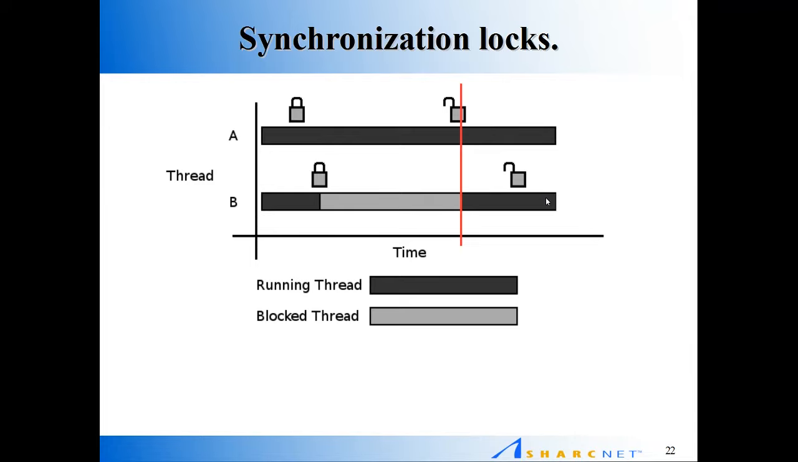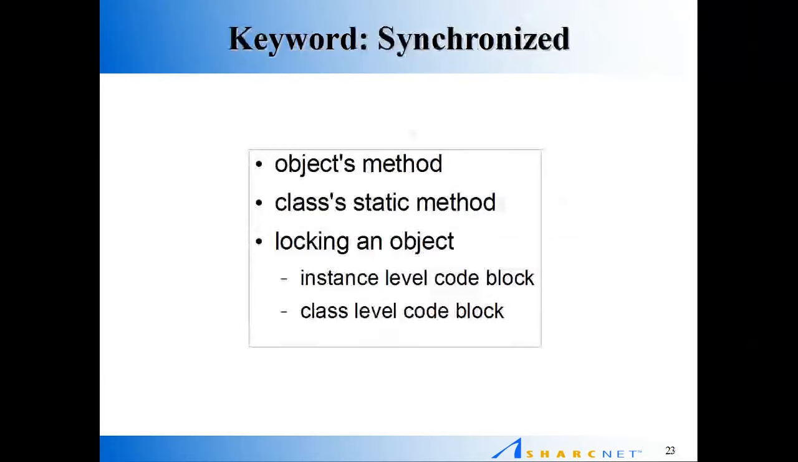Now, there are four ways of defining a critical code section in Java, according to the language specification. There are other ways you can do it by adding other classes, but we're just going to focus on what's known as a synchronized block. We can synchronize on an object's method. We can synchronize on a class's static method. We can also apply a lock to an object. Because you can retrieve the class object, you can also apply a lock to an instance of a class, or to the actual class itself. I'll just show a quick example of these four methods.